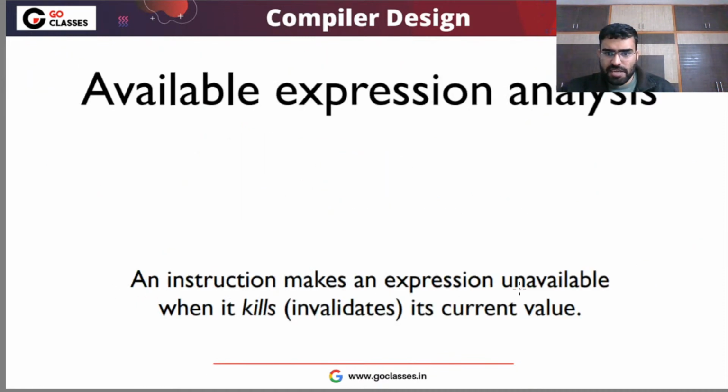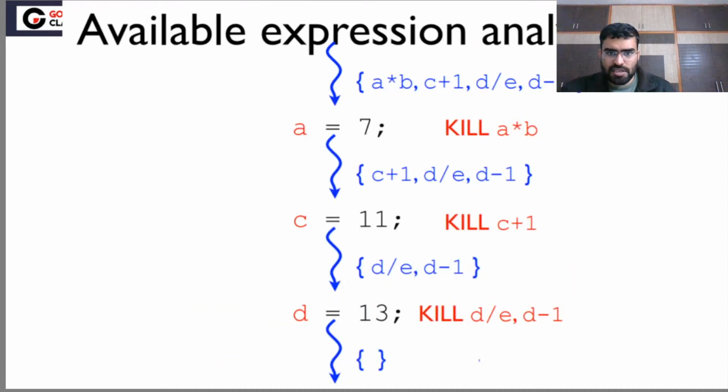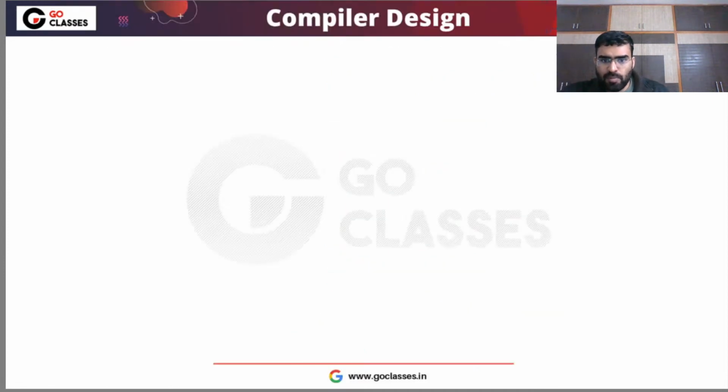An instruction makes an expression unavailable when it kills its current value. You can check this example. Let us assume these are the expressions that are available initially. Now you can notice A equal to 7. Because of this A, this will be killed, so this will kill A into B. Similarly, because of C, this will be killed, and this will be killed. Both will be killed. Correct? So this is the point.